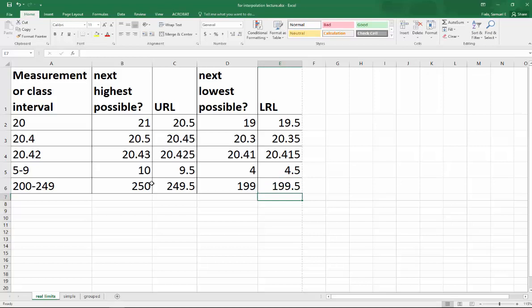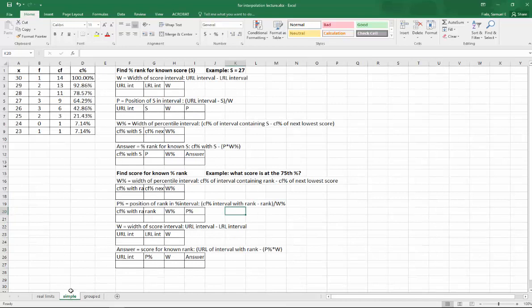And it'd be the same thing if we have class intervals that are measured to the tenths, to the hundredths. We do the same thing we did before. You just think, what's the next possible number at that level of precision, and then go halfway between. Okay, so that's upper and lower real limits, which we need to know for interpolation.